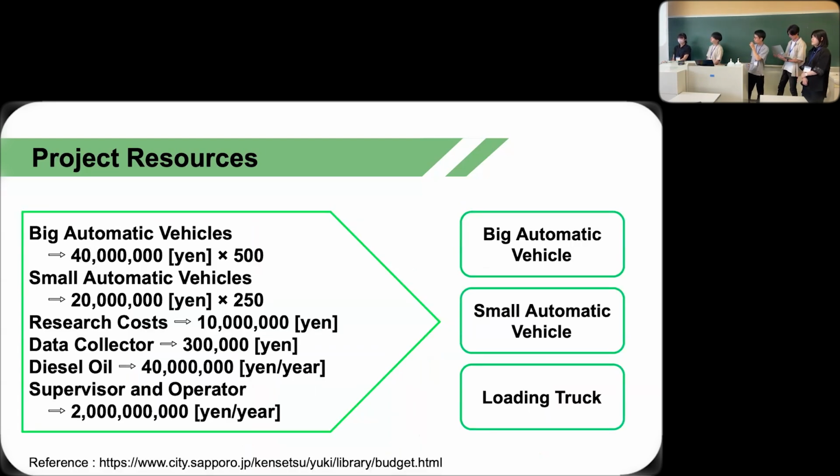Then I will talk about the detail. Firstly, we need 500 big automatic vehicles with 40 million yen and 250 small automatic vehicles with 20 million yen. However, we didn't count the price of loading trucks because states or companies already have their trucks.